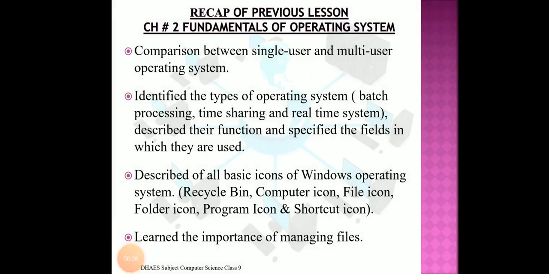Starting today's lesson with the recap of the previous one. In the previous week, we have completed chapter number 2, that is Fundamentals of Operating System. We discussed the comparison between single user and multi-user operating system, identified the types of operating system, batch processing, time sharing, and real-time operating system, described their function, and specified the fields in which they are used. Described all basic icons of operating system that are recycle bin, computer icon, file icon, folder icon, program icon, and shortcut icon, and learned the importance of managing files.